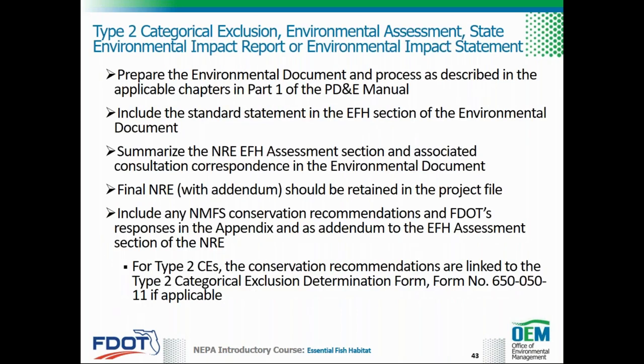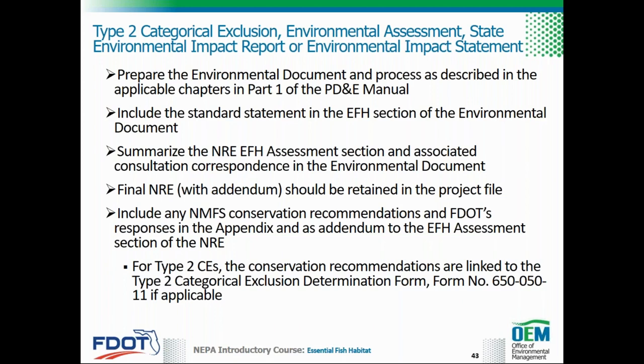For Type 2 categorical exclusions, environmental assessments, state environmental impact reports or environmental impact statements, prepare the environmental document and process as described in the applicable chapters in Part 1 of the PD&E manual. This statement should be included in the Essential Fish Habitat section of the environmental document when an EFH assessment was prepared. The EFH assessment section of the Natural Resource Evaluation and associated consultation correspondence should be summarized in the environmental document, and the final NRE should be retained in the project file.